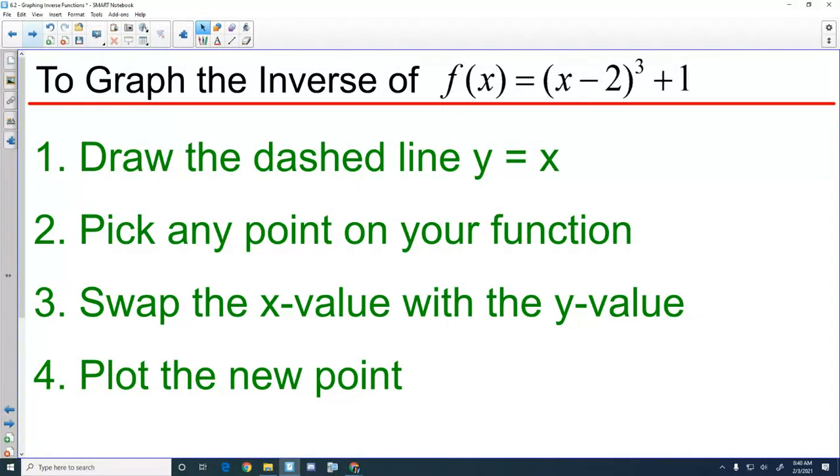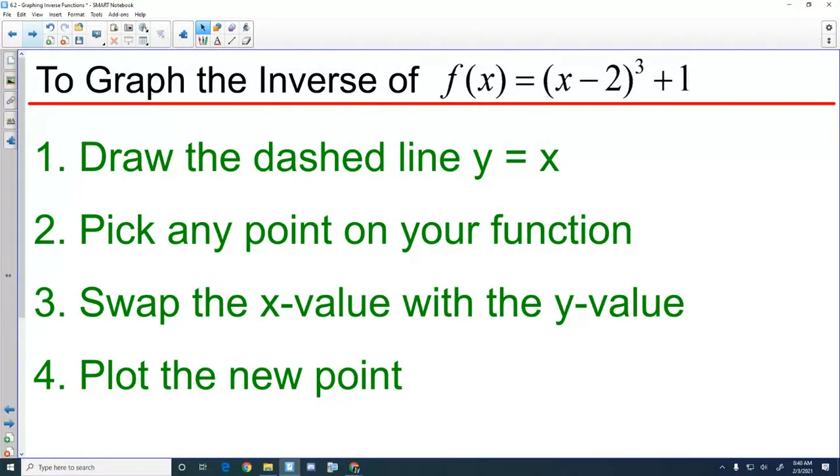So you're going to reflect it over that line, y equals x. Technically you don't need that dashed line, y equals x, but it's nice to use as a reference point to make sure that your final reflection is flipped over that line, but it's not required.